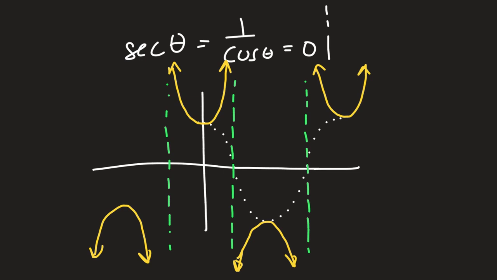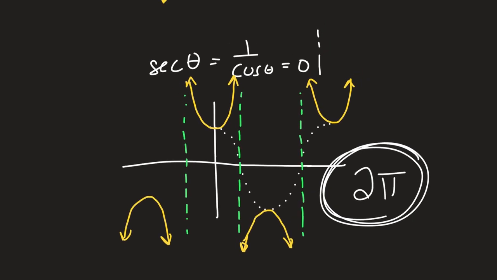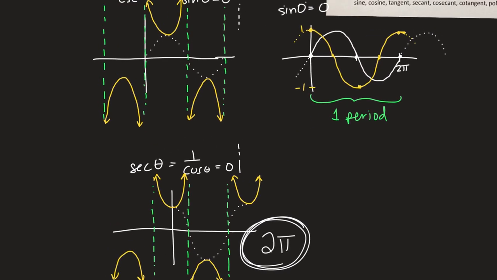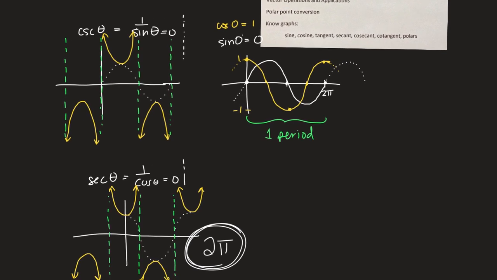These both, by the way, have a period of 2 pi, just like sine and cosine. It needs to have a complete U going up and a complete U going down in order for it to have one period. So the period for sine, cosine, secant, and cosecant are all 2 pi. That's your sine, cosine, secant, and cosecant.